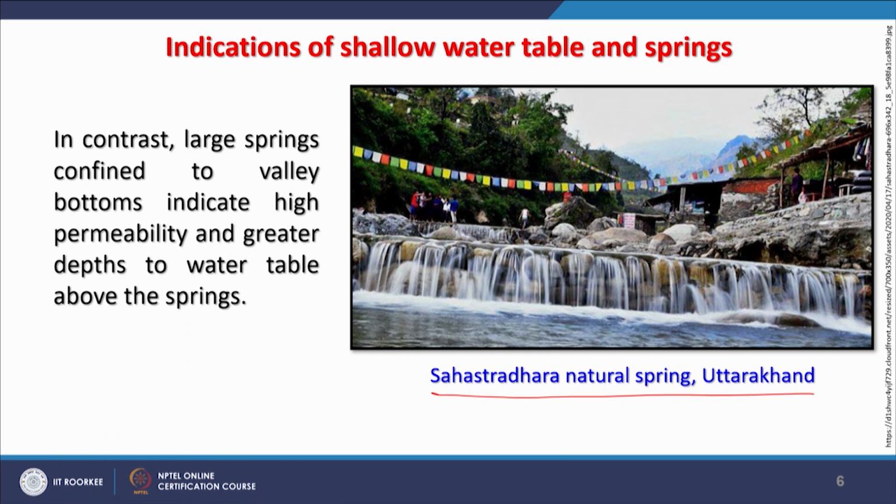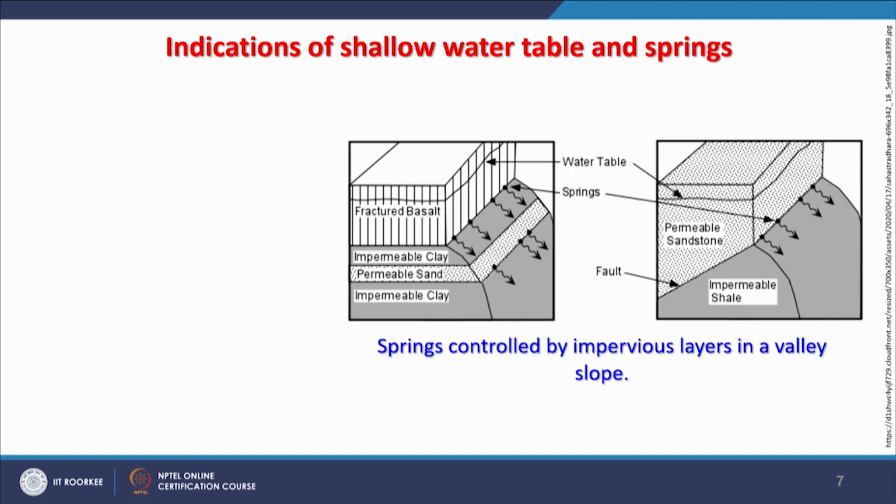So, in contrast, large aquifers confined to the valley bottoms indicate high permeability and greater depth to the water table above the springs. And of course, the topographic region is one of the reasons for formation of springs. The geological formations or geological conditions can also create springs. Like here, what you are seeing on the left side is an impermeable clay layer, and this is the fractured basalt.